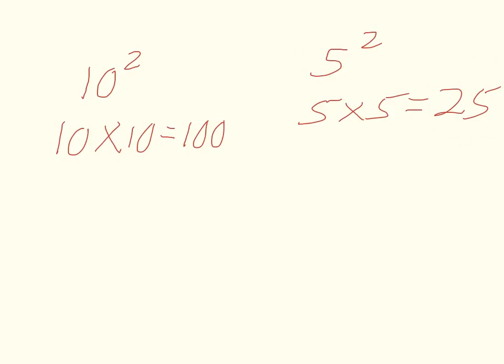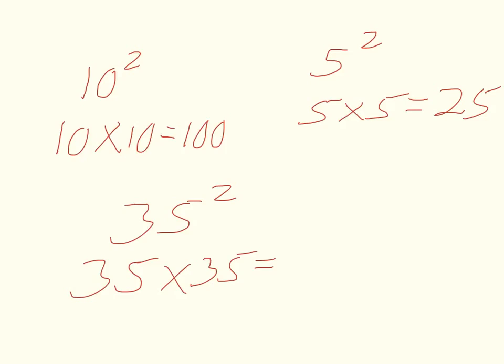One other example, if we had 35 squared, again, this squared is telling us we need to multiply this by itself. So 35 times 35, which equals 1,225. So 35 squared is equal to 1,225. It's important to know what to do with squared units for converting squared units of measure.